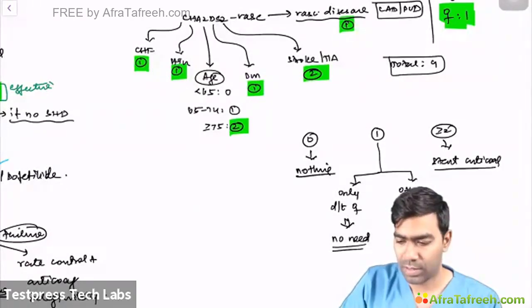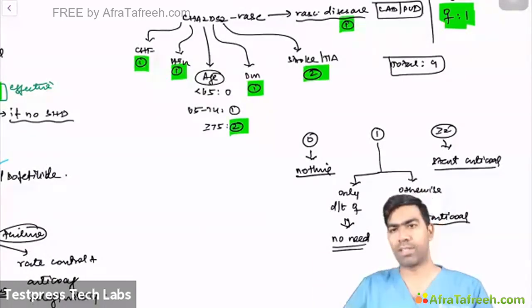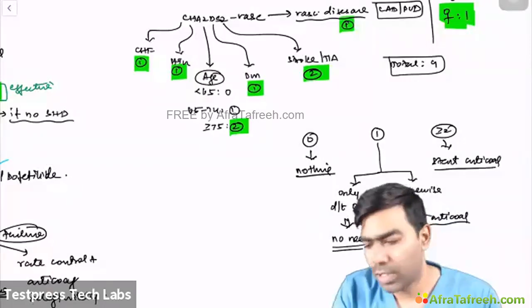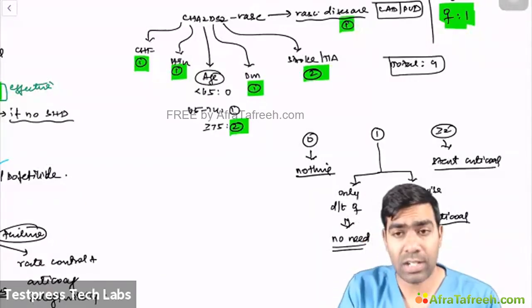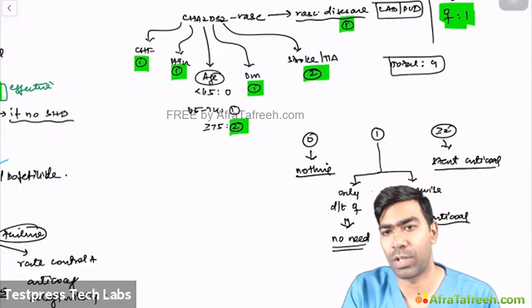Otherwise, you can start anticoagulation. That's what they're telling. So 1 is a little confusing. If the score of 1 is achieved just because the patient is a female, you need not start with anticoagulation. But if the score is 1 not because of female sex, then you have to start with anticoagulation.